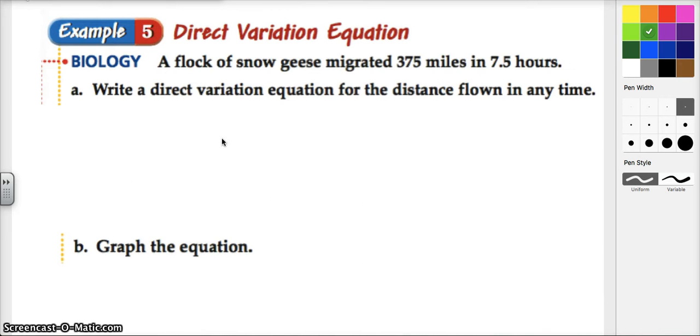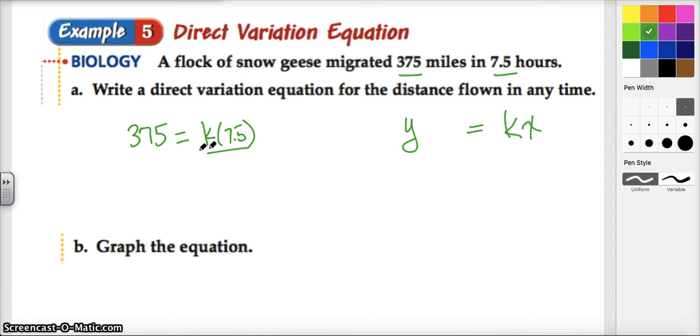Right, so a flock of snow geese, here in example 5, we learn, migrate at a rate of 375 miles in 7.5 hours. Write a direct variation equation for the distance flown in any time. So the distance is going to be my y and the time will be my x, and I've got to figure out what that k value is. So what I'll do is I'll put 375 is equal to k times 7.5. You know this. We're going to find our k value by dividing both sides by 7.5. And when we do that, we get that k is equal to 50.